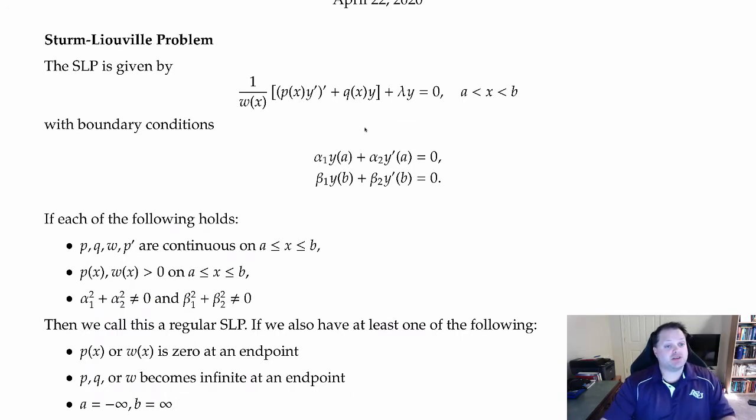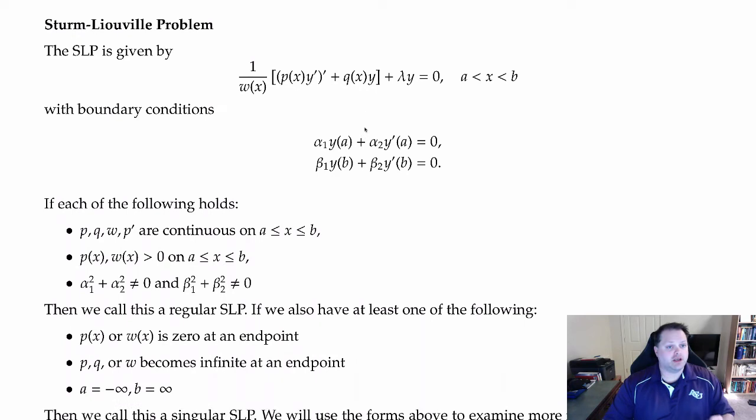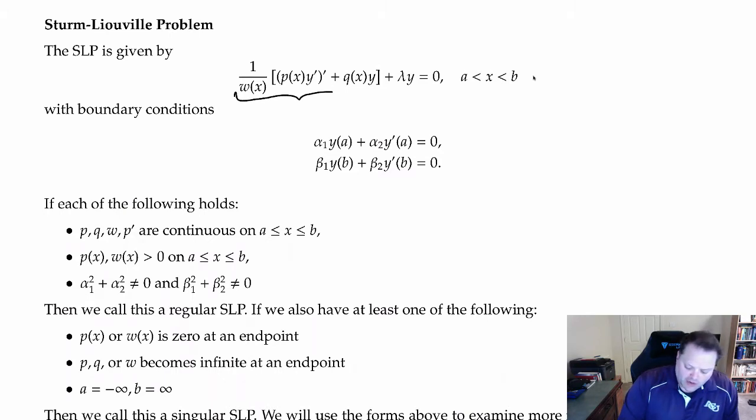I just want you to understand this is simply a generalization of what we've talked about so far in the course to allow us to solve more complex problems. So the SLP, or Sturm-Liouville problem, is given to us by this eigenvalue problem. You will frequently see me call this operator S y. And so oftentimes when I'm talking about a Sturm-Liouville problem, it's S y plus lambda y equal to 0.